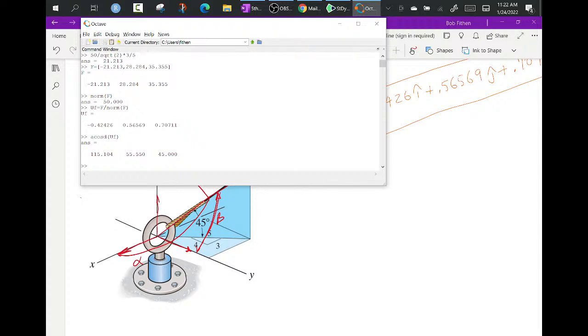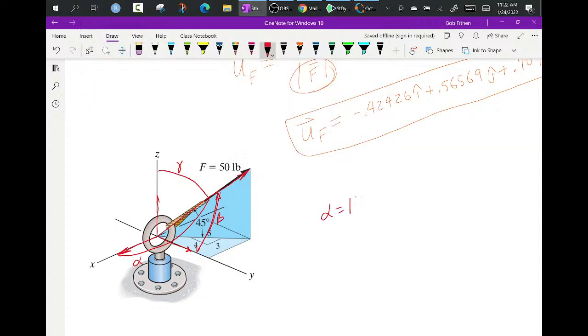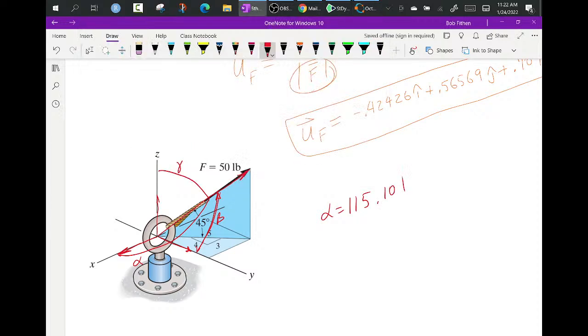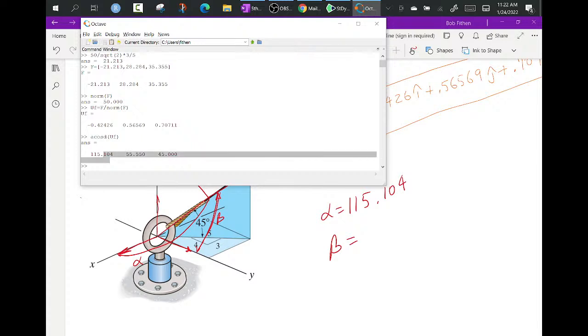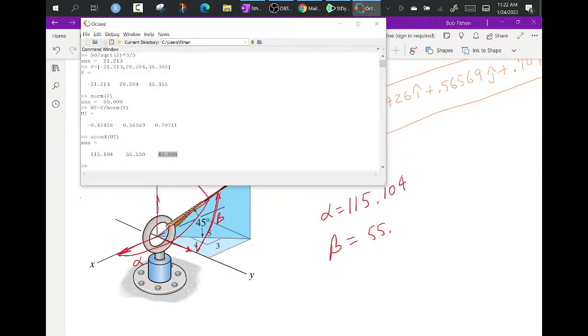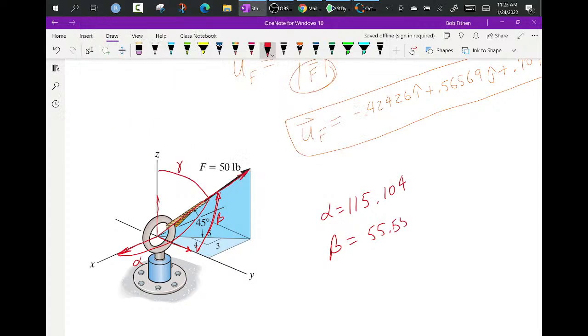So I get alpha equals 115.104. I get beta, which is the second term. So this first one's alpha, the second one's beta, third one's gamma. Beta is 55.55, and gamma is equal to 45 degrees. Now, let's make a quick look at this.